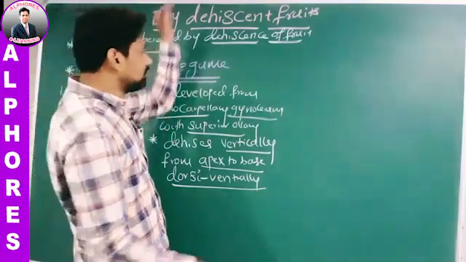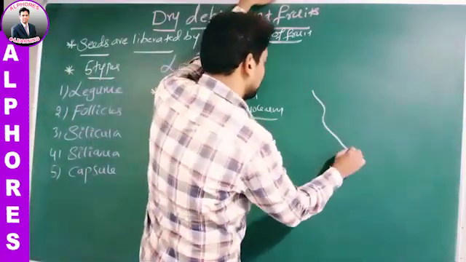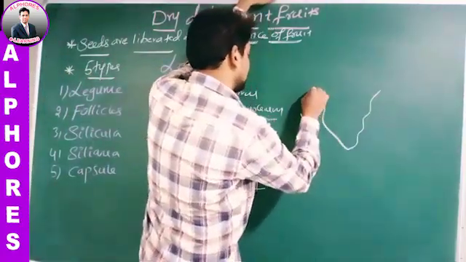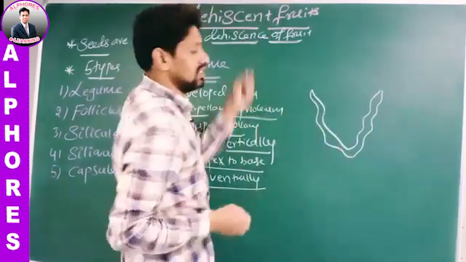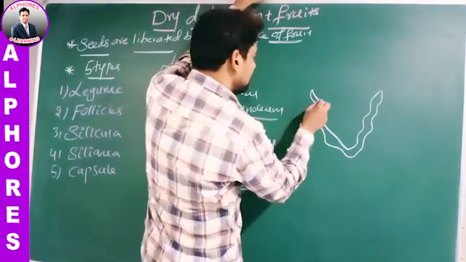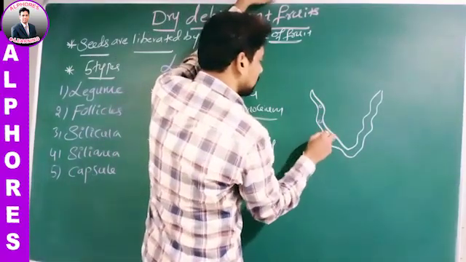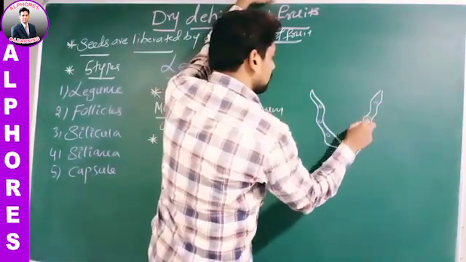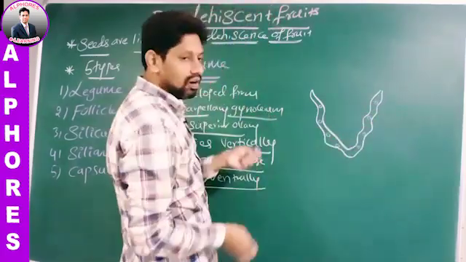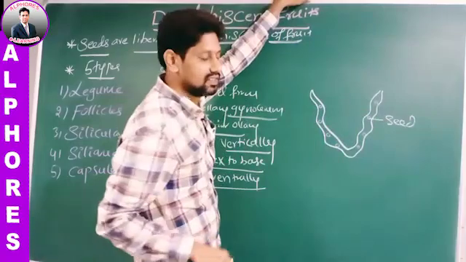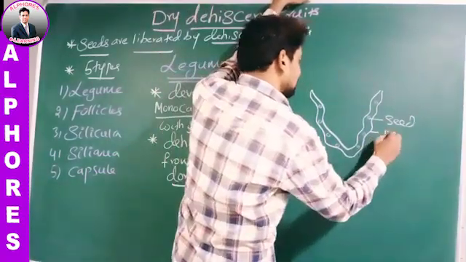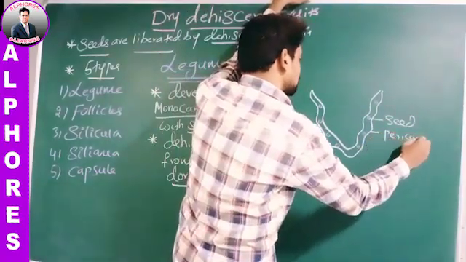If you see the diagram of this legume, you should be very careful. This is after dehiscence. See. All these are seeds. What are all these? They are seeds. Then what is this one? This is the pericarp.